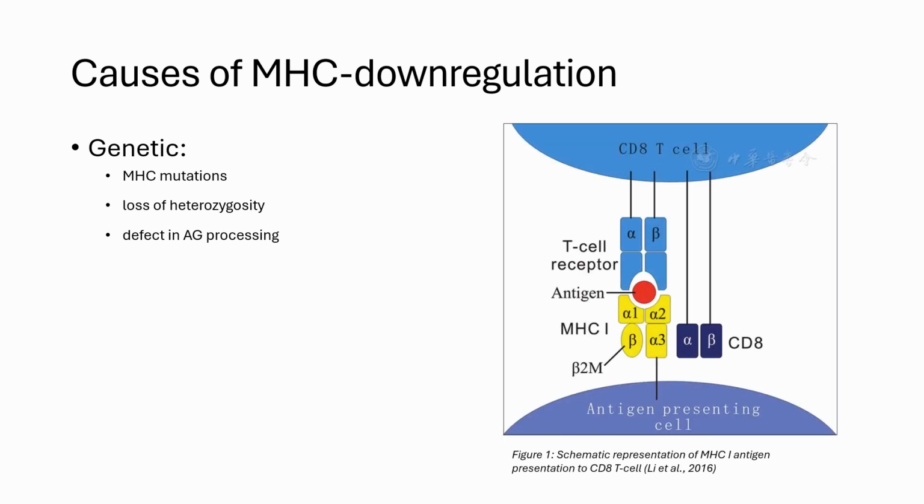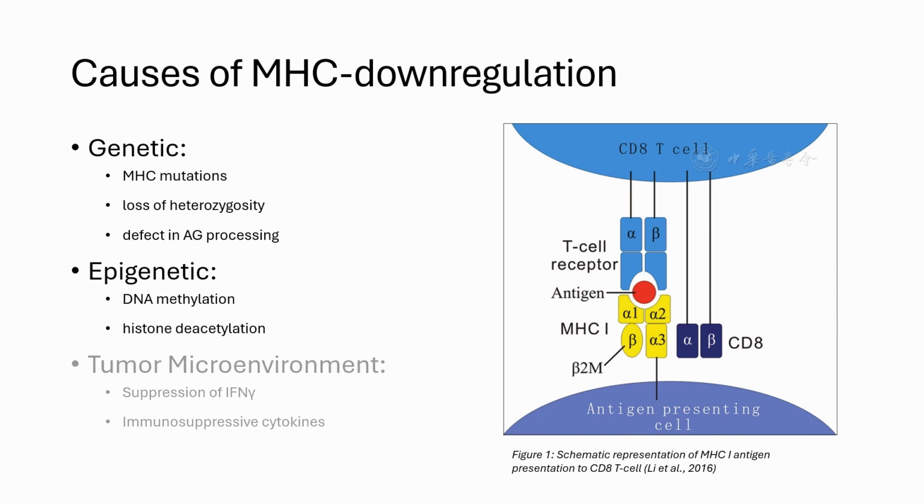Causes of MHC-1 downregulation. The causes of MHC-1 deficiency in tumor cells include MHC mutations, such as those affecting beta-2 microglobulin, the loss of heterozygosity in HLA genes due to defective DNA repair mechanisms, or defects in antigen processing and presentation, for example, due to mutations in the transporters TAP1 and 2. Epigenetic silencing mechanisms such as histone deacetylation and DNA methylation may also contribute.